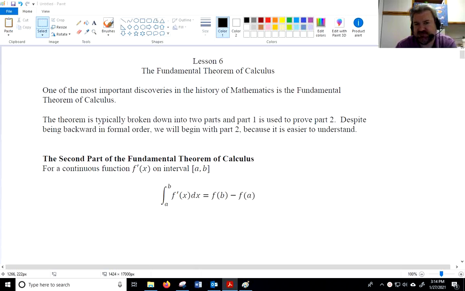in so many disciplines. The theorem, though, is typically broken into a couple of different parts, and how it's broken up can kind of depend on the textbook you're using. But the way it's usually done is that it's broken into a part one, and part one is proved. Then part one is used to prove part two. So that's the logical order. But in reality, the second part is much easier, in my opinion, to learn first.